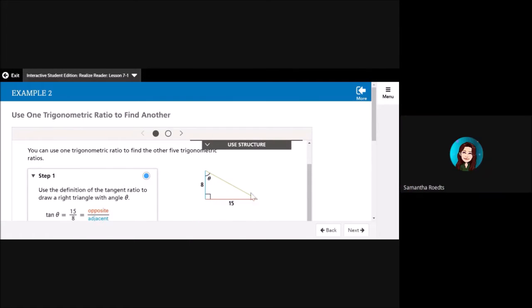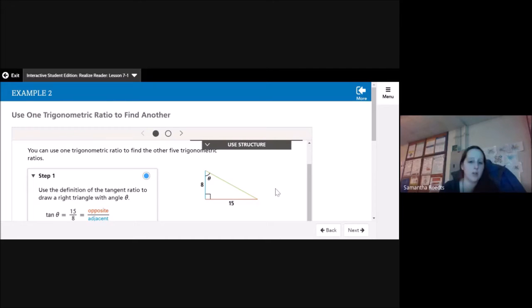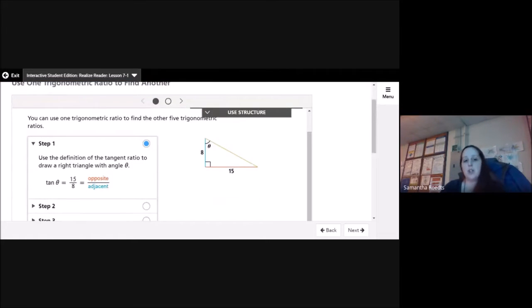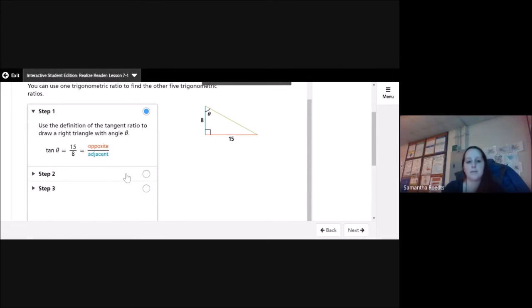Okay, so the first step is draw a triangle. Anytime you have something like this, draw a triangle. You can even just have one set up that looks like this, the one that's given, and then you can just fill in your hypotenuse, your adjacent side, and your opposite side. Okay. So step 1, use the definition of the tangent ratio to draw a right triangle with angle theta. So here's angle theta. Remember that my opposite is 15 and my adjacent is 8.